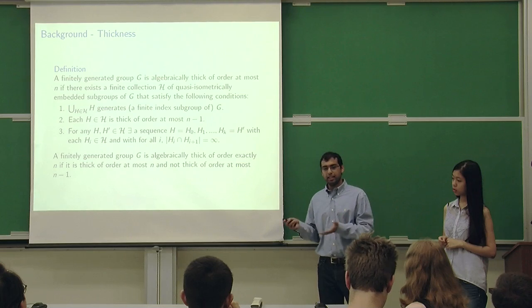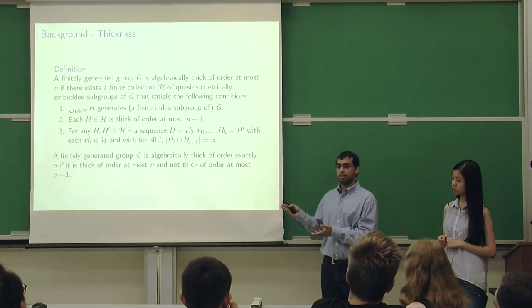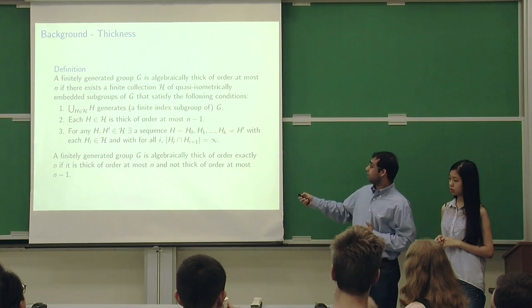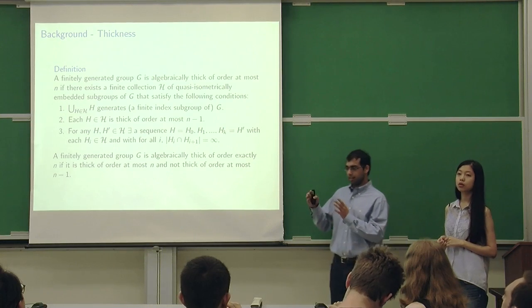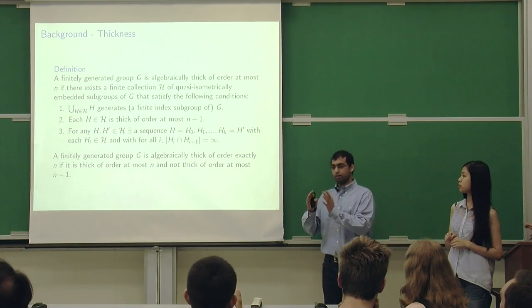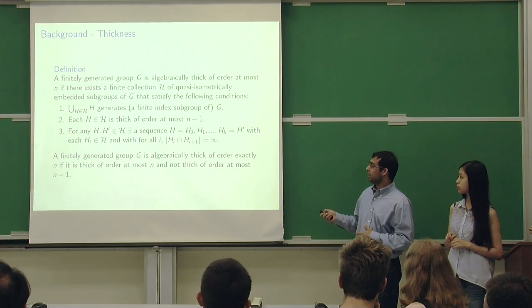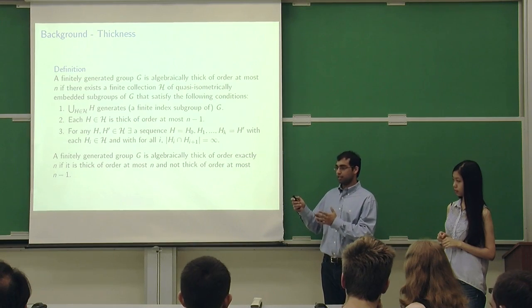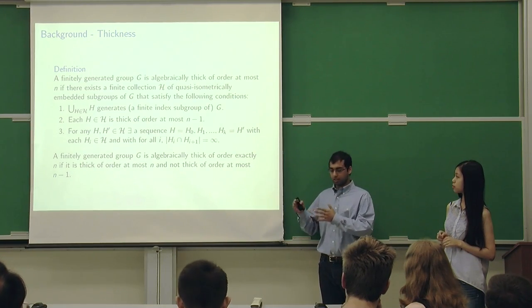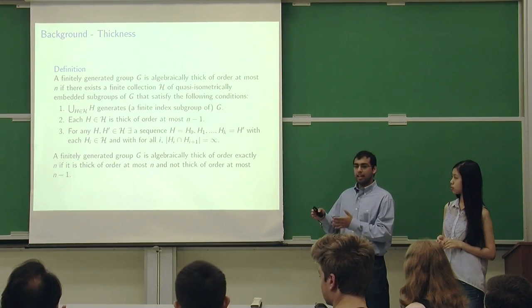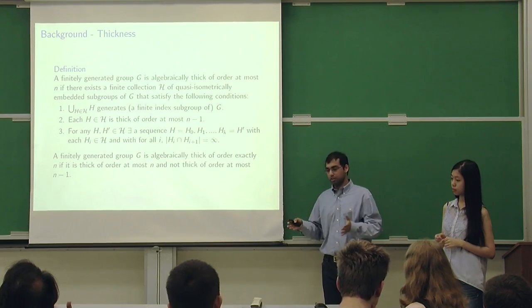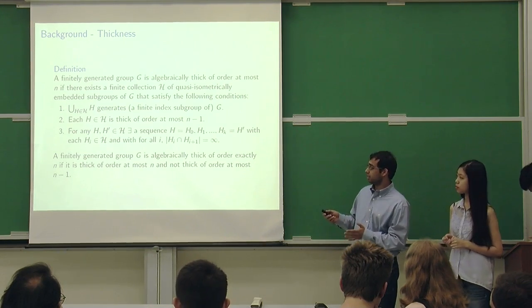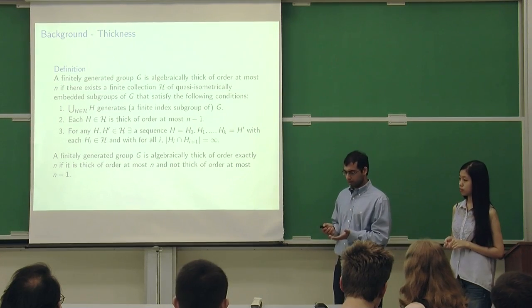And finally, if you take any two of the quasi-isometrically embedded subgroups, H and H prime, we want to have a sequence of H_i's such that the intersection of any two consecutive ones is of infinite order, excuse me. So that's a slightly different characterization of thickness, and it gives us an upper bound: we know that something is thick of order at most n. If we also know that it's not thick of order at most n minus 1, that's how we can get a precise order of thickness. I think this is what we worked on a lot this summer.